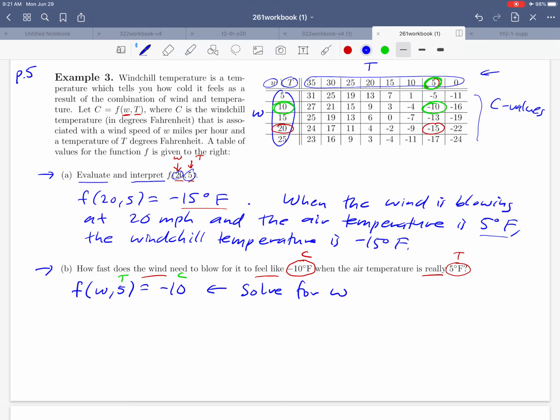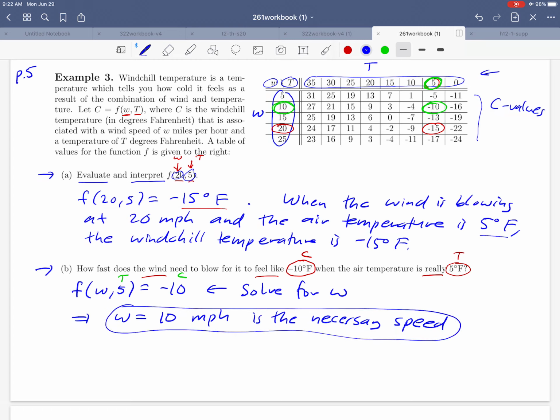So we figured out that W equals 10. And what does that mean? Well, that 10 is a wind speed, so that's giving us a wind speed in miles per hour. That's the necessary speed that we're talking about. Okay, and we're finished.